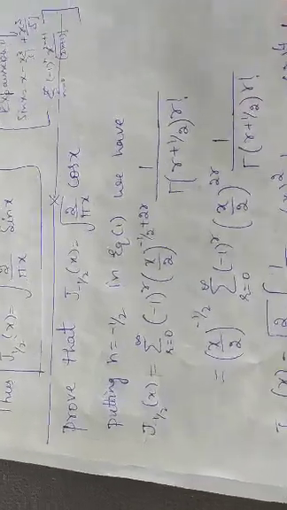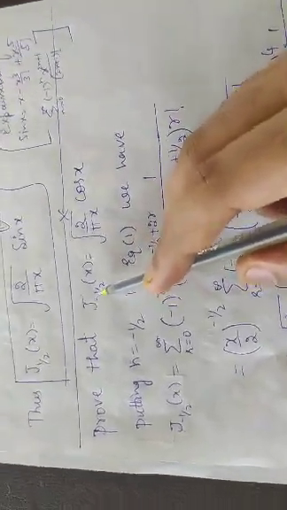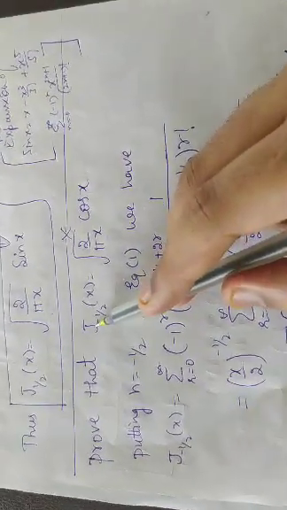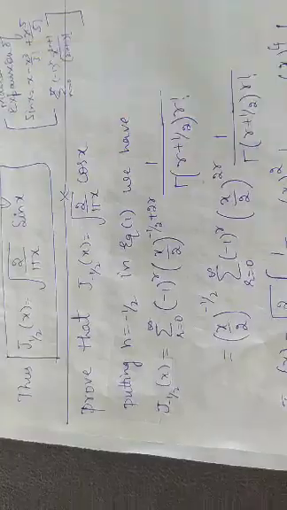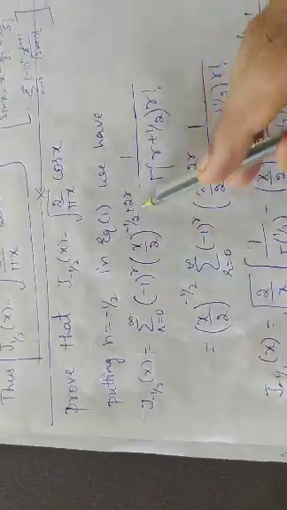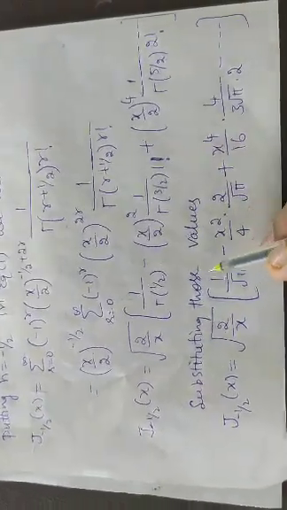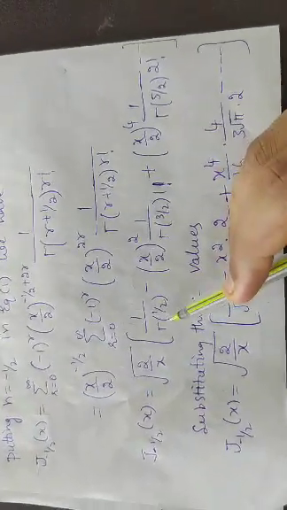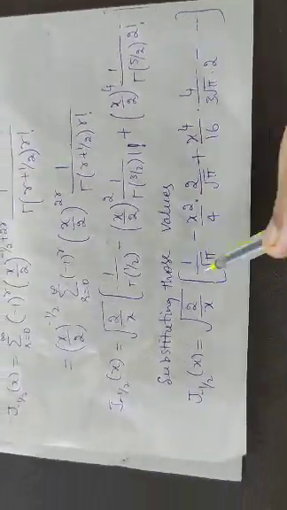Similarly, there is another property which is very easy, you can prove this. What is the next property? J of minus half of x equals root of 2 by pi x into cos x. The same procedure: substituting n equals minus half and expanding the series, and again getting these values, gamma of half, gamma of 3 by 2, gamma of 5 by 2, getting all these values and substituting.